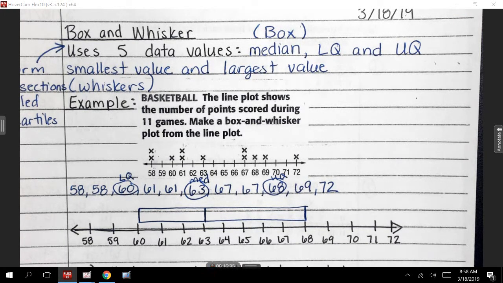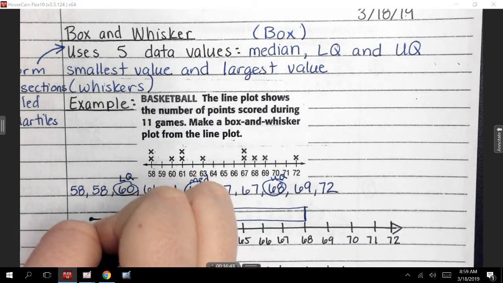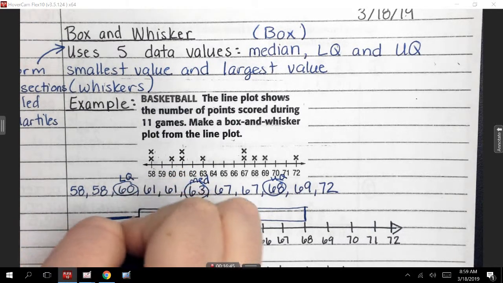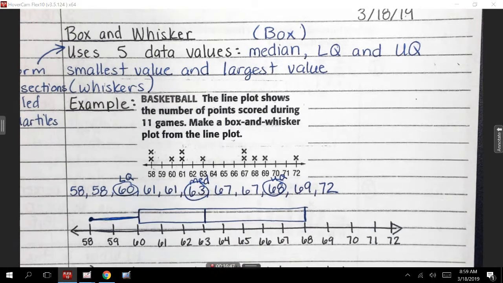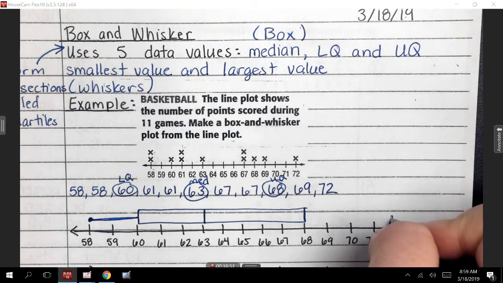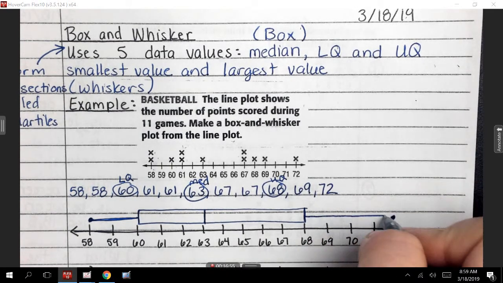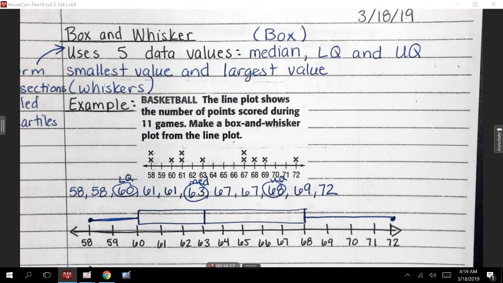All right. Then it says the whiskers, the smallest value. What's my smallest value? 58. So I'm going to put a dot there. And I'm going to draw a line connecting it to a box. That line is called the whisker. And now I've got to do the highest value, which is 72. So I'm going to put a dot there and draw a line connecting it, making another whisker. Okay?